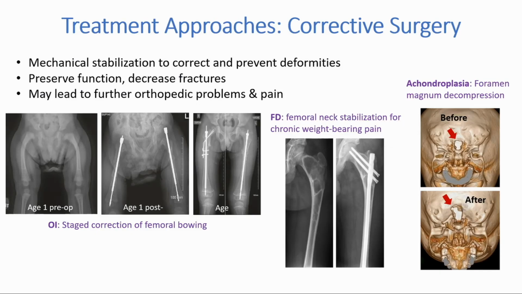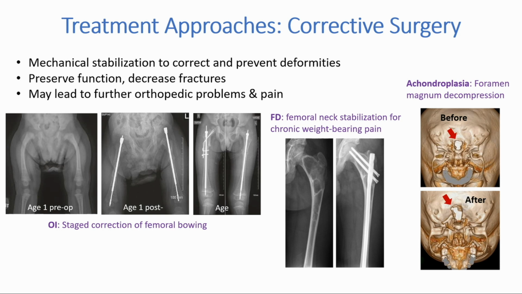So treatment approaches for pain, again, there are both commonalities and differences between disorders. In all three of the disorders we've discussed so far, mechanical stabilization can be really important to try to correct and prevent skeletal deformities, to preserve function and decrease fractures. However, it's always important to note that any surgery can also lead to pain down the road due to orthopedic problems, hardware issues.